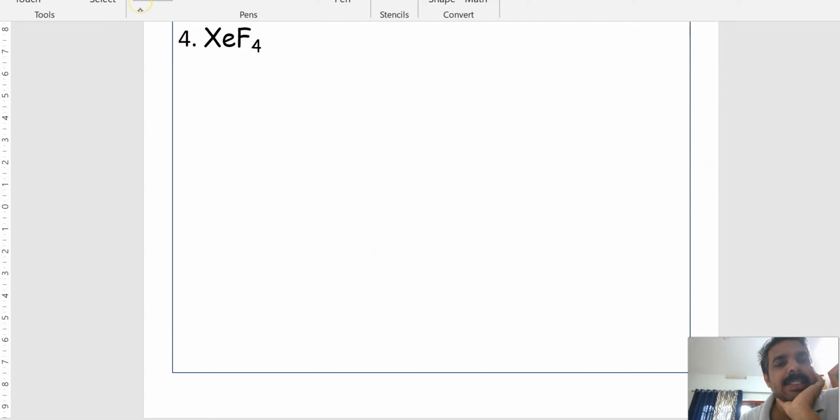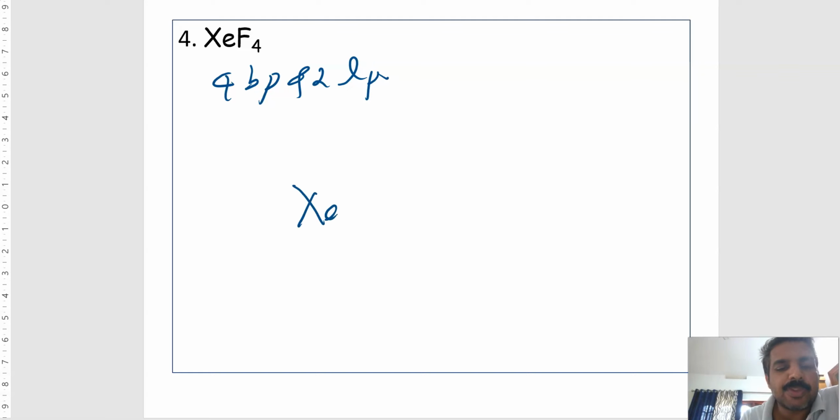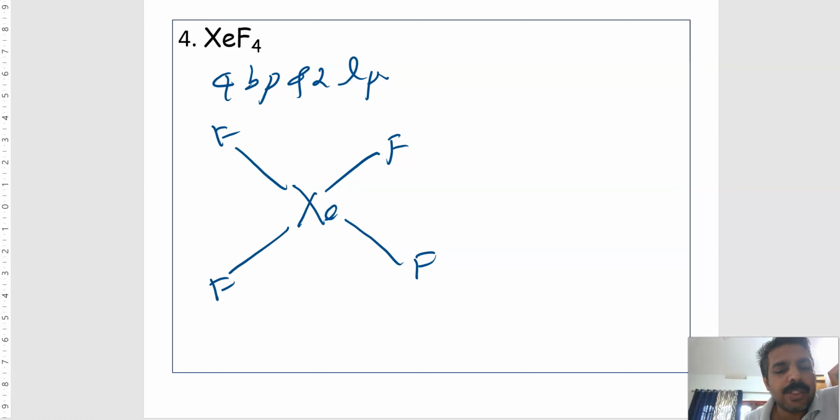Next is XeF4. What is the shape of XeF4? There are 4 bond pairs and 2 lone pairs. So of course the shape of this molecule is square planar. It is a square planar molecule. I think you got the answer. Okay, it's a very easy molecule.